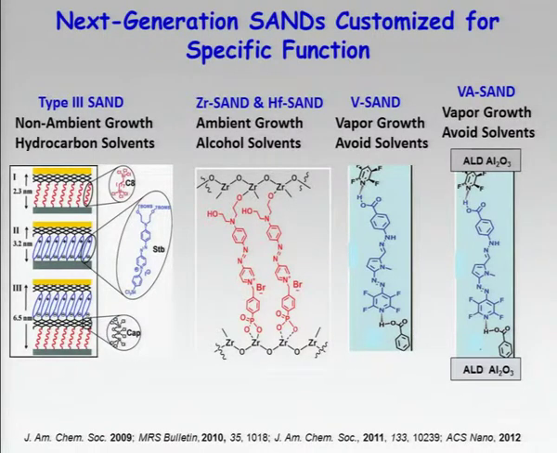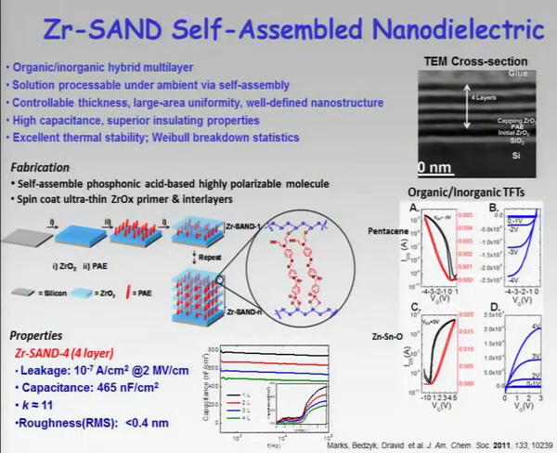And here are two variants of sand which are vapor deposited, one combined with ALD alumina. So you can either do hydrocarbon solvents with inert atmosphere, you can do ambient growth with alcohol, water solvents, or you can use solvent-free materials. Let me just show you a couple examples of, first of all, how we make these. So this is the zirconium sand, and it's basically a dipping process where we interleave zirconium oxide, a kind of sol gel material, with the organic pi system.